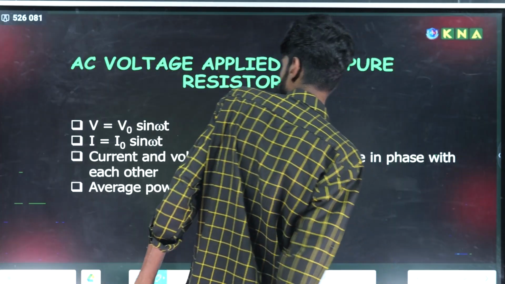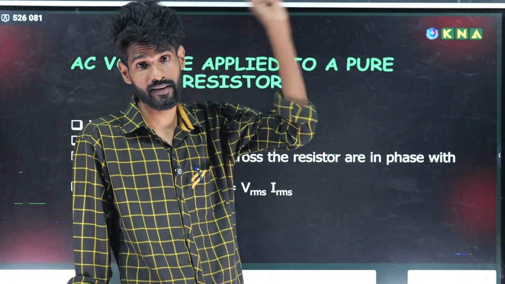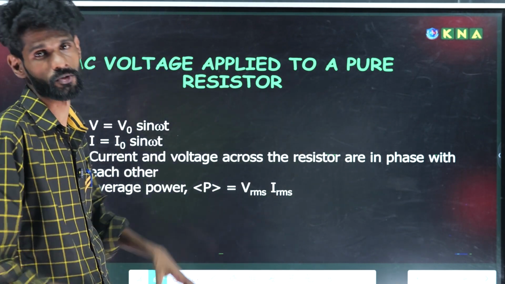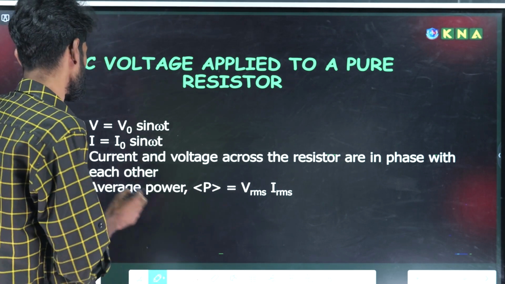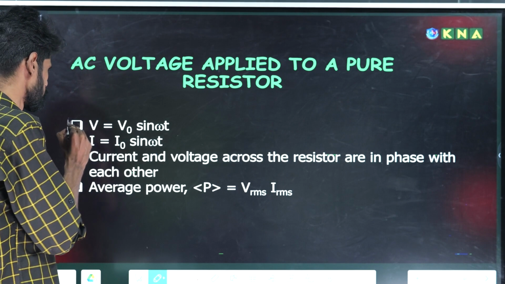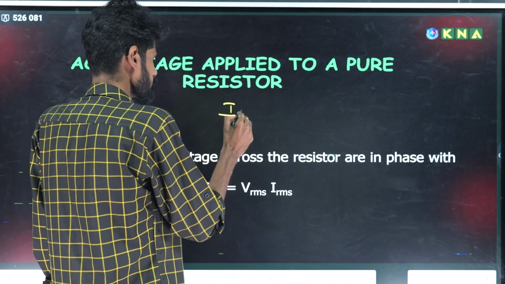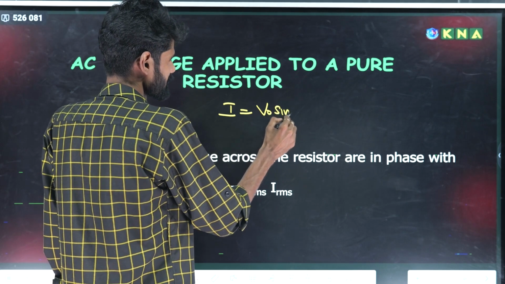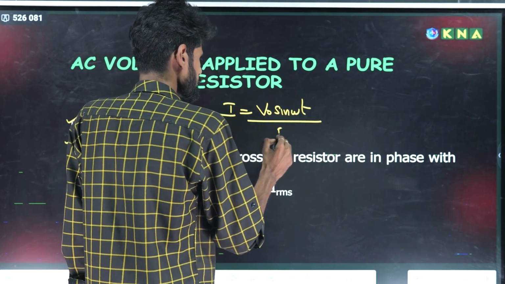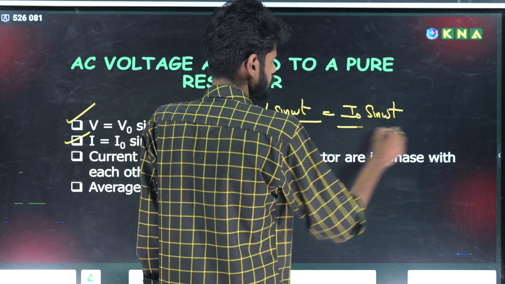Okay, so move on to the AC circuit. AC voltage applied to a pure resistive circuit. When an AC voltage is applied to a pure resistive circuit, here V is equal to V naught sin omega t. So current I is equal to I naught sin omega t. We know that current I is equal to V naught sin omega t divided by R, which is I naught sin omega t.